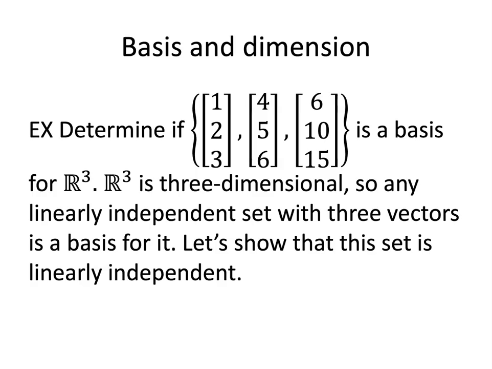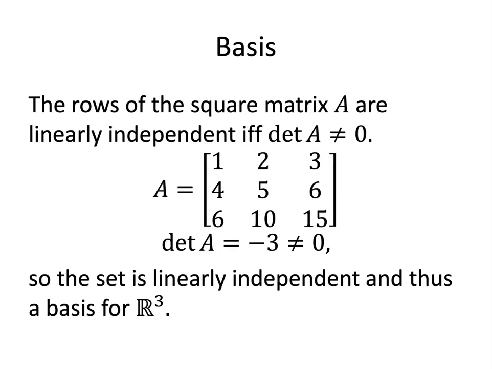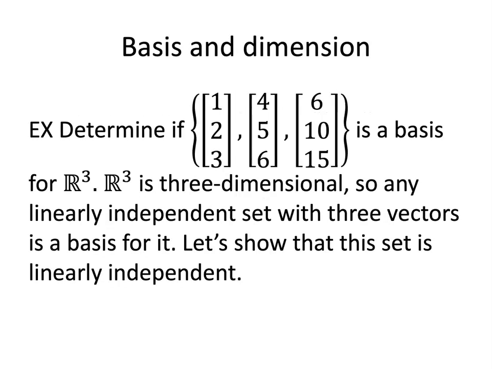Determine if (1, 2, 3), (4, 5, 6), (6, 10, 15) is a basis for R3. Well, R3 is three-dimensional, so any linearly independent set with three vectors is a basis for it. Let's show that this set is linearly independent. The rows of the square matrix A are linearly independent if and only if the determinant of A does not equal 0. So let's again look at our vectors: (1, 2, 3), (4, 5, 6), (6, 10, 15).